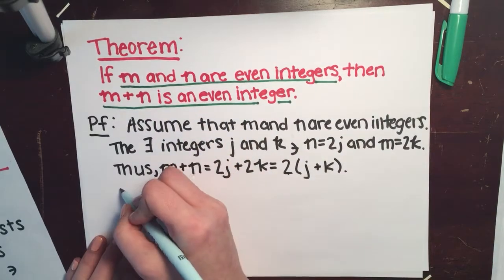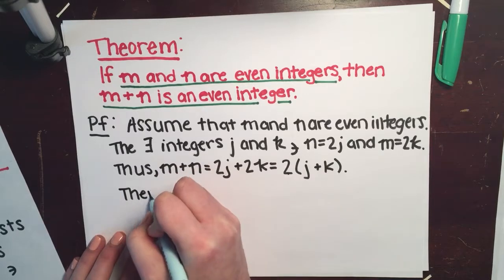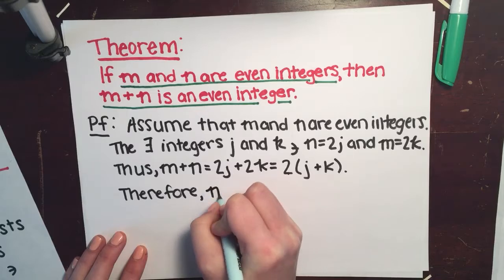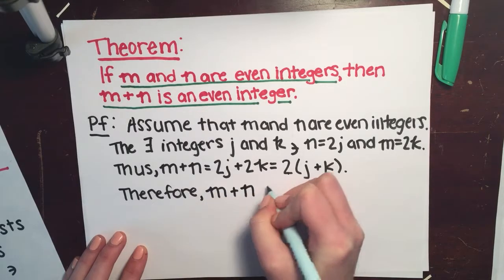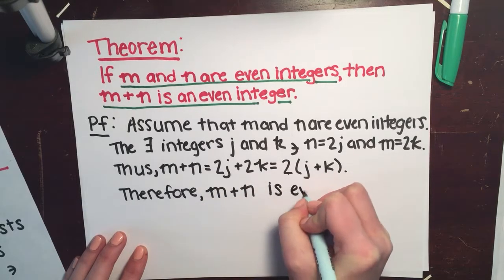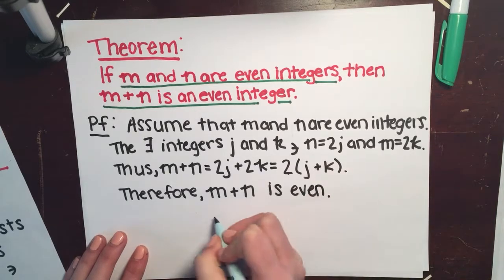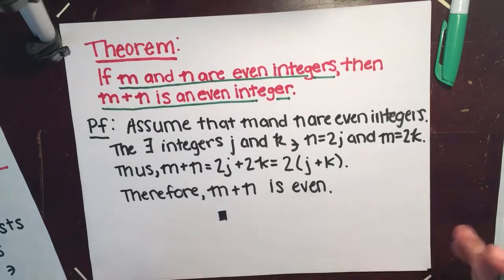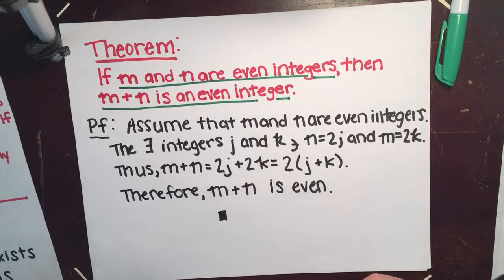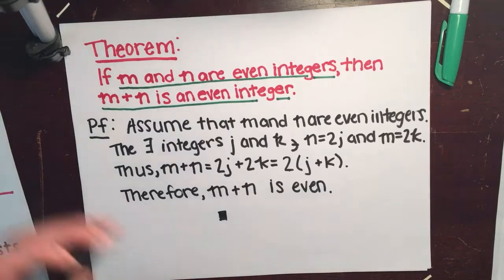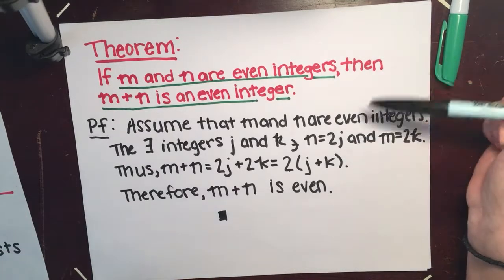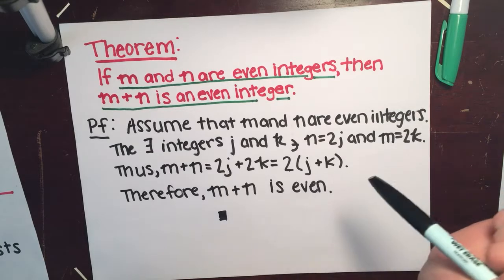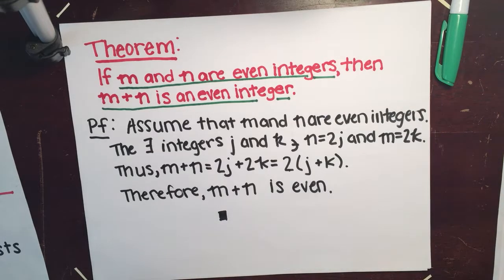So now we have the conclusion. Therefore, m plus n is even. And let's not forget our tombstone. That's all, really. Just with practice, you will start to know the ropes of how to do these proofs. And I'll see you next time with a video on indirect proofs.